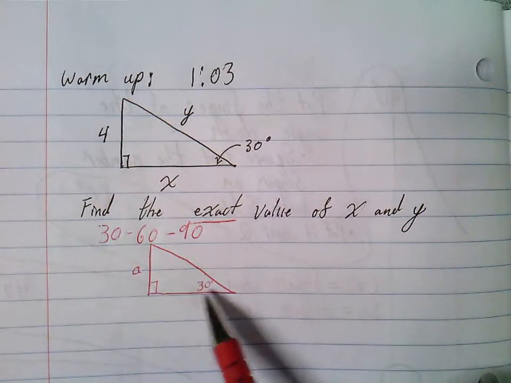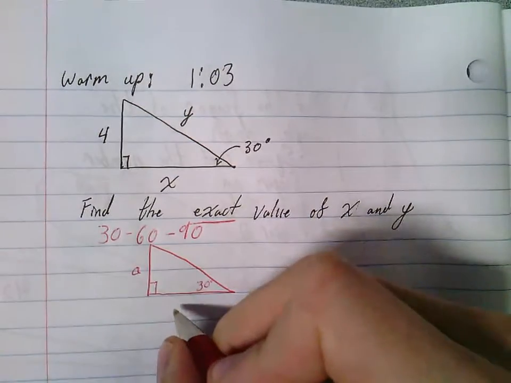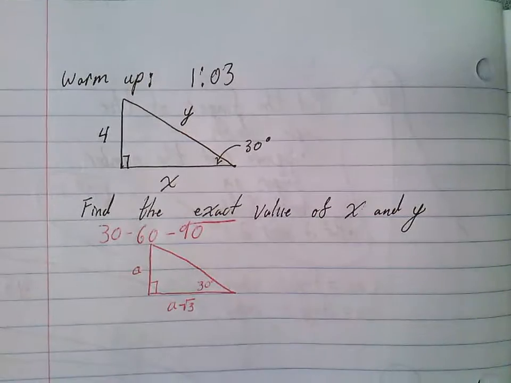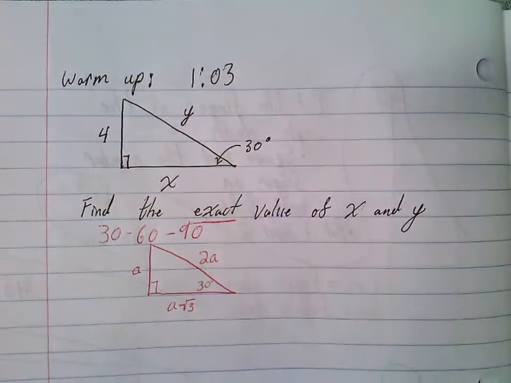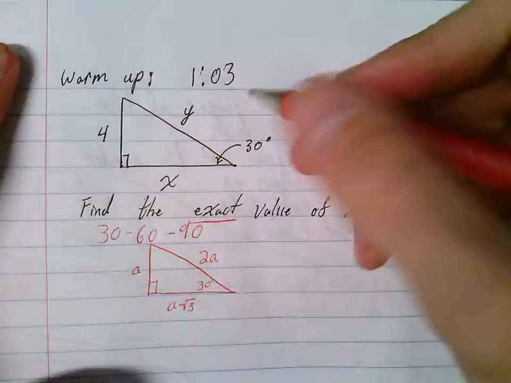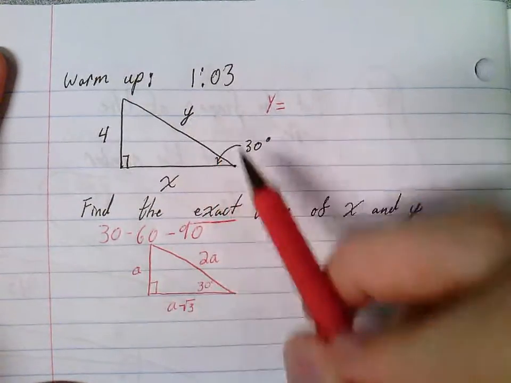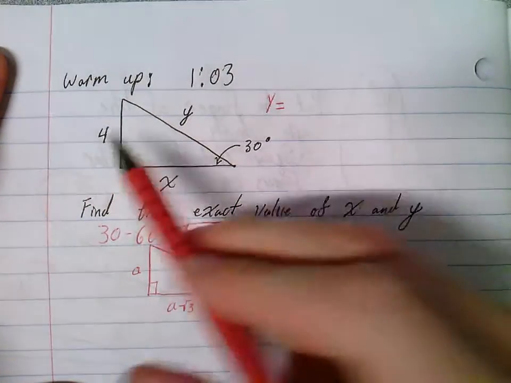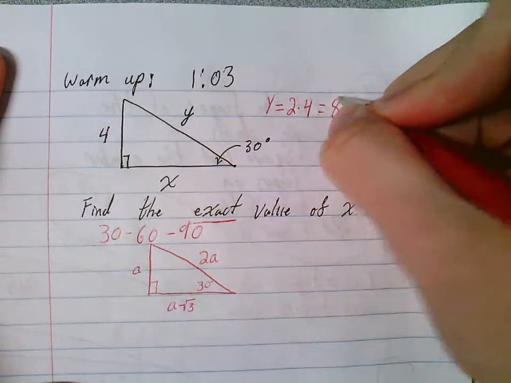If the side opposite the 30-degree angle is A, the side adjacent to it will be A times the square root of 3, and the hypotenuse will always be 2A. So if we look here, in this case, A is 4. If A is 4, this is the hypotenuse, and it's across from the 30-degree angle. So my hypotenuse is 2 times 4, which is 8.